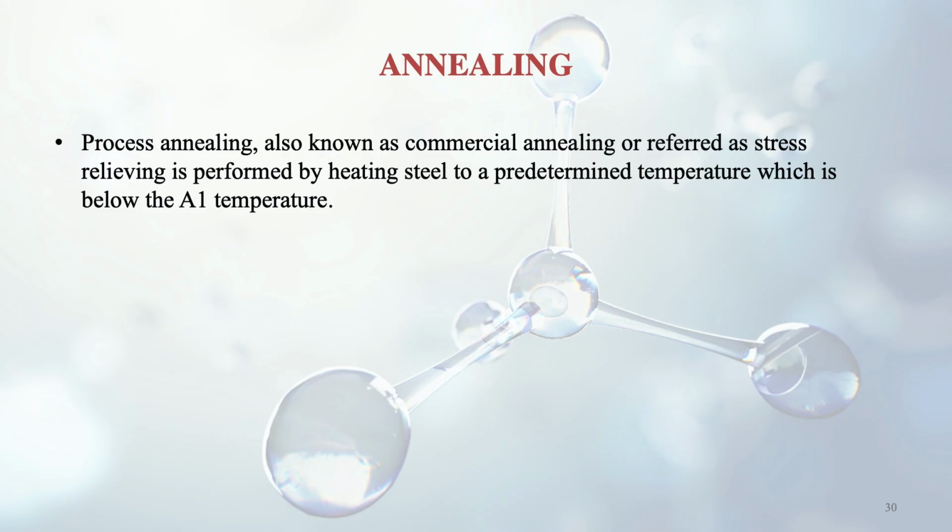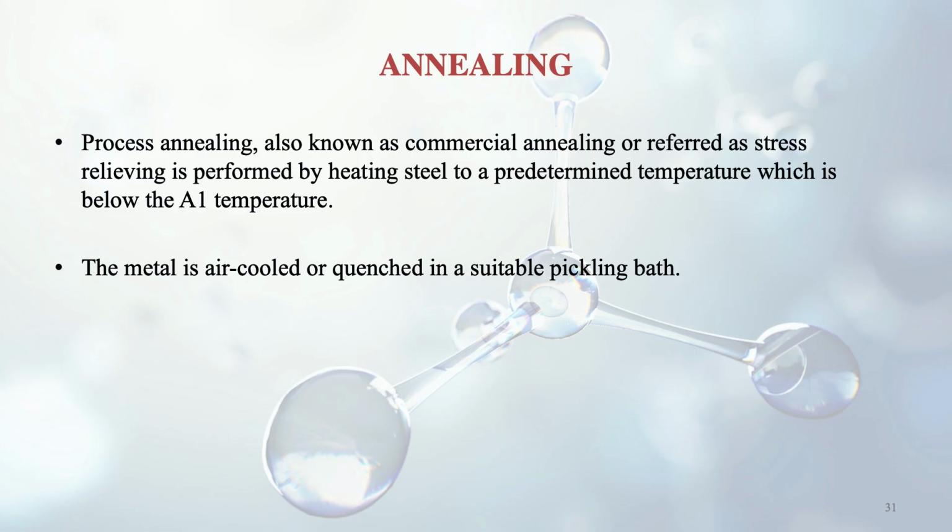Now after discussing the full annealing, I am now discussing with you process annealing. Process annealing, what is it actually? When the heating is done to a predetermined temperature, which is generally below the A1 temperature. So you can see the difference here. In the full annealing, the heating was done up till the upper critical temperature, whereas in this case it is done below the lower critical temperature, that is A1. The metal is then air cooled or quenched in a suitable pickling bath. Like the salt bath earlier, here also it is a bath.